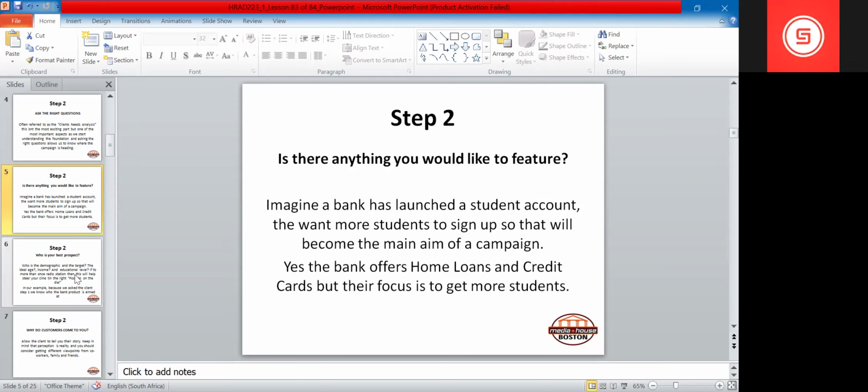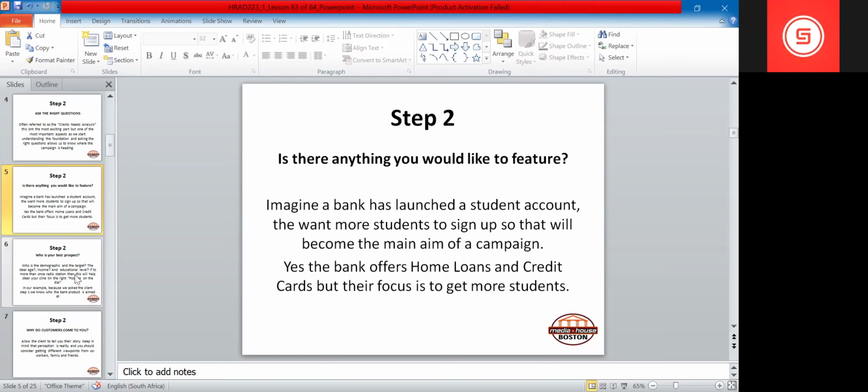Right. So step two continues with asking, is there anything that you would like to feature? We would ask the client what type of direction, what type of features are new within your product, what type of added services or new services your company is providing? Are you opening up new outlets? Are you opening up new branches?